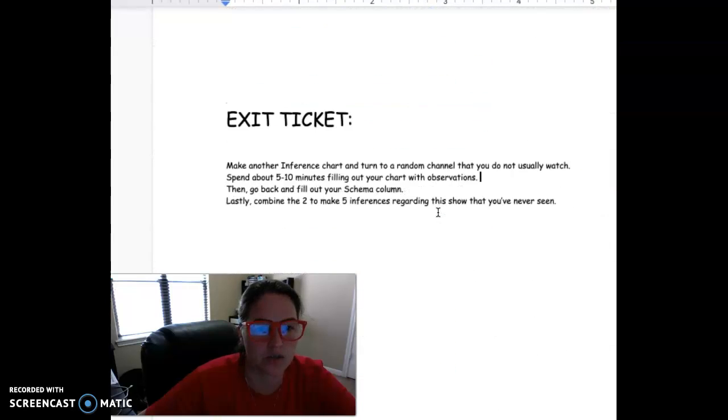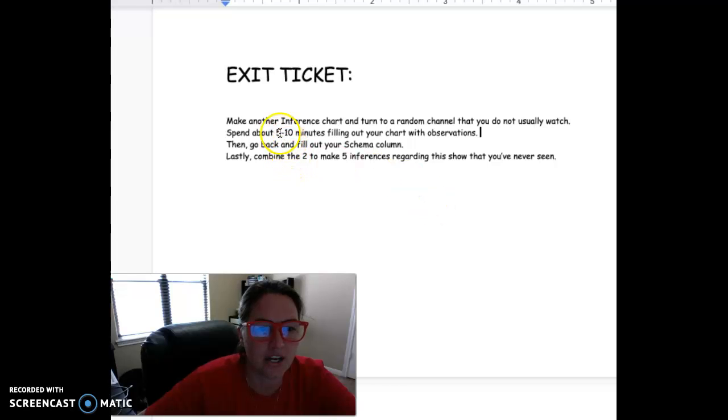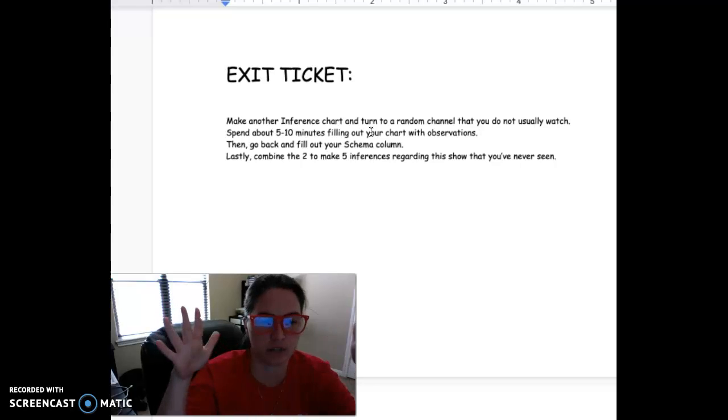So what you want to do is make another inference chart and you're going to turn to any random channel, okay? Something preferably that you've never watched before. Spend just about 5 or 10 minutes filling out your chart with observations. So fill out the first column, observations, add your schema, and then combine those to make 5 new inferences based on this TV show that hopefully you've never seen.